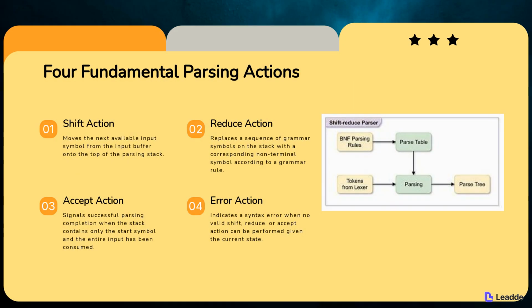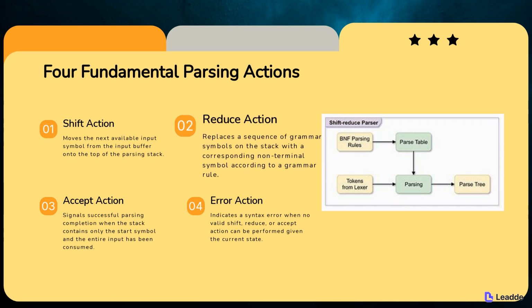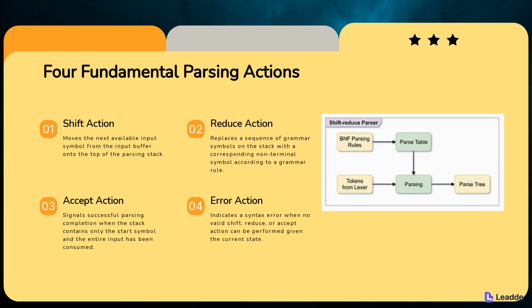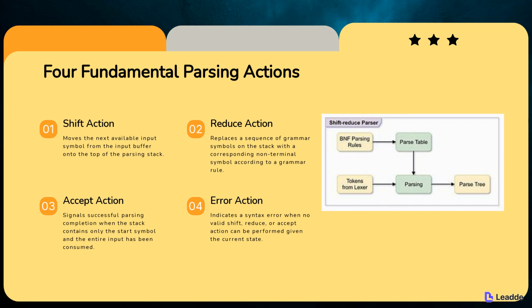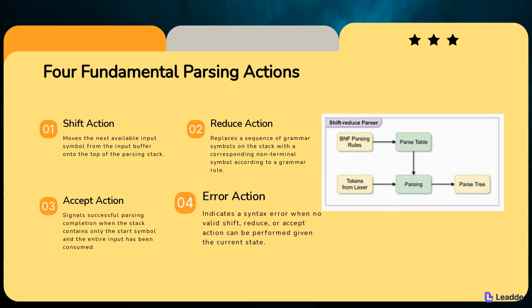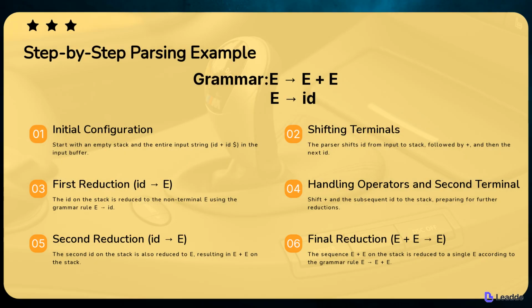The process utilizes four fundamental parsing actions. A shift action moves the next available input symbol from the buffer onto the top of the stack. In contrast, a reduce action replaces a sequence of grammar symbols on the stack with a corresponding non-terminal symbol, following a specific grammar rule. An accept action signals the successful completion of parsing when the stack contains only the start symbol and the entire input has been consumed. Finally, an error action indicates a syntax error has occurred, which happens when no valid shift, reduce, or accept action can be performed. Let's review a step-by-step parsing example.